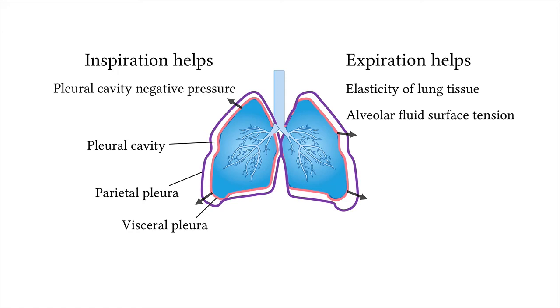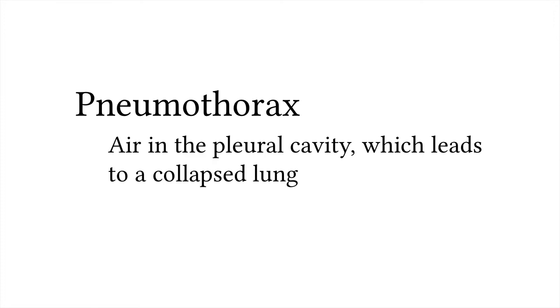If the pleural cavity were to lose its vacuum, then air could move into that area, so the pressure in the pleural cavity would be the same as atmospheric pressure. But then there isn't any negative pressure to hold the lung open, and the lung would collapse. That condition is called a pneumothorax. Pneumothorax is air in the pleural cavity, which leads to a collapsed lung.